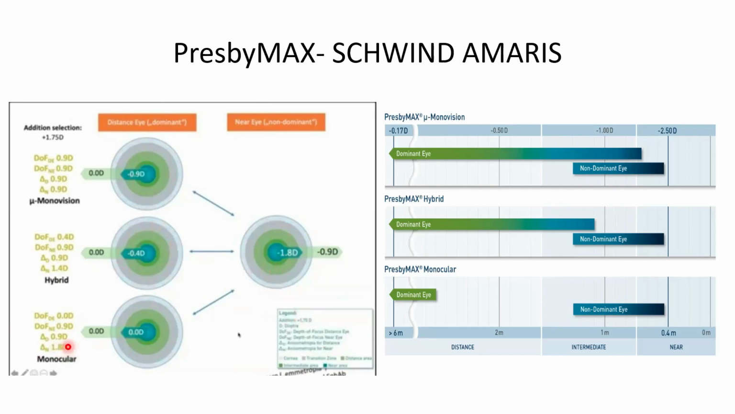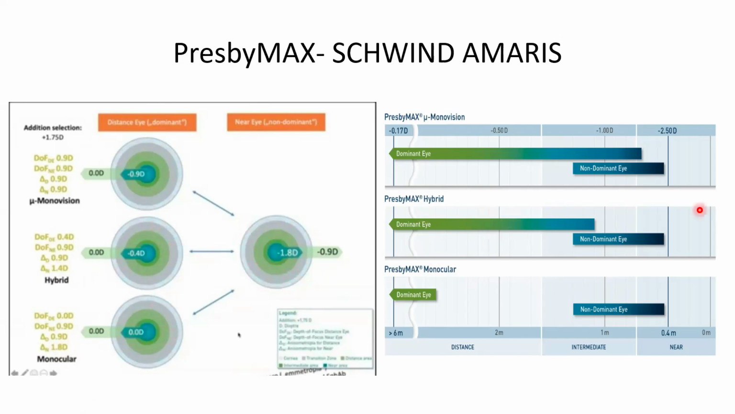In the monocular treatment, the patient is plano for distance as well as near in the dominant eye. So the patient is going to read great at distance with the dominant eye. However, he is not going to have any intermediate or near vision from the dominant eye. The significant intermediate and near vision is going to come for the patient by the non-dominant eye itself.